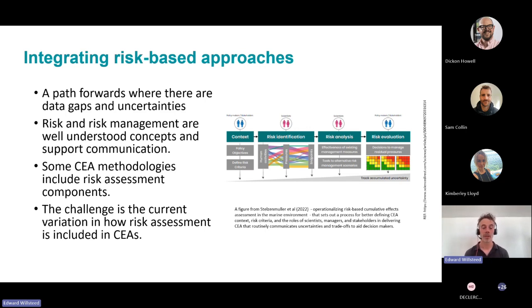And there are CEA methodologies out there which include a risk assessment component. The example shown there is from Stelzenmuller, which is one of the more recent applications. And it sets out a formalized way of bringing risk into cumulative effects assessment. But the challenge, particularly for decision makers, is the current variation, that variability in how risk assessment is currently included within CEAs that do.